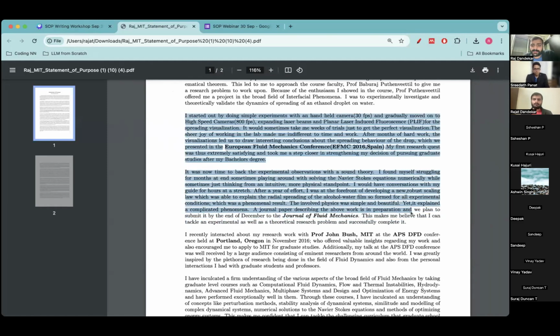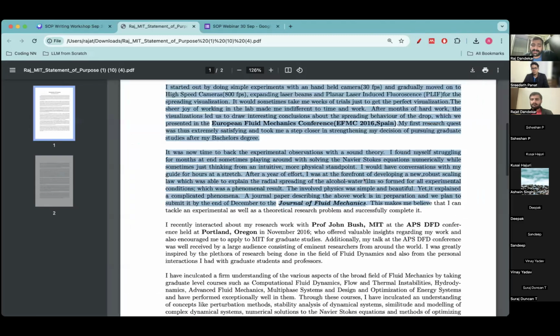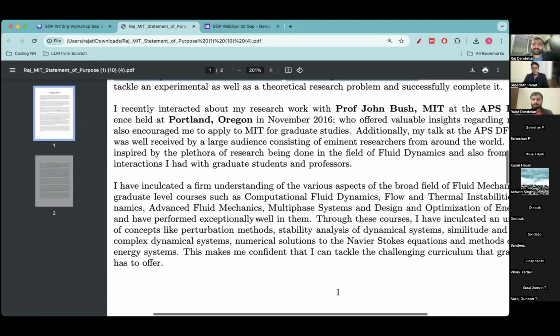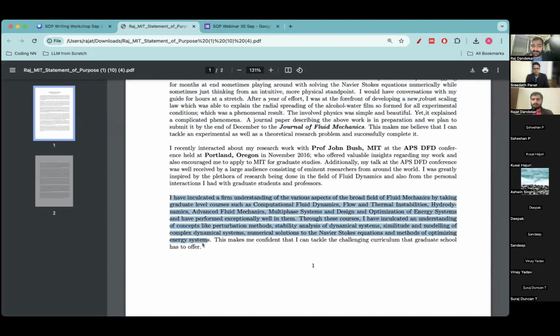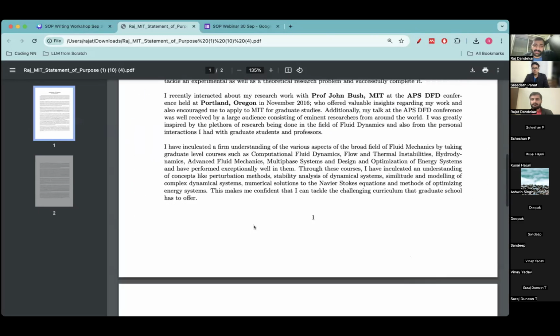This is my hook. So you have to hook the admissions committee on your first page itself. Don't take your hook to the second page. It's not very impactful that way. And then I write about the coursework which I had done at MIT. And I also write a bit about advanced courses which I had taken in fluid mechanics.